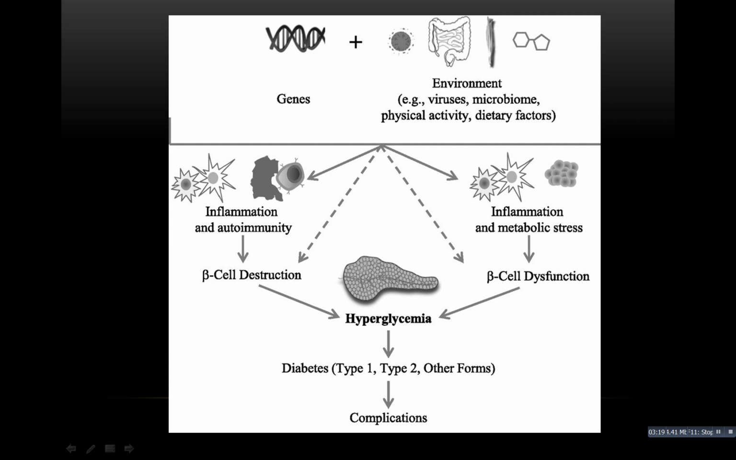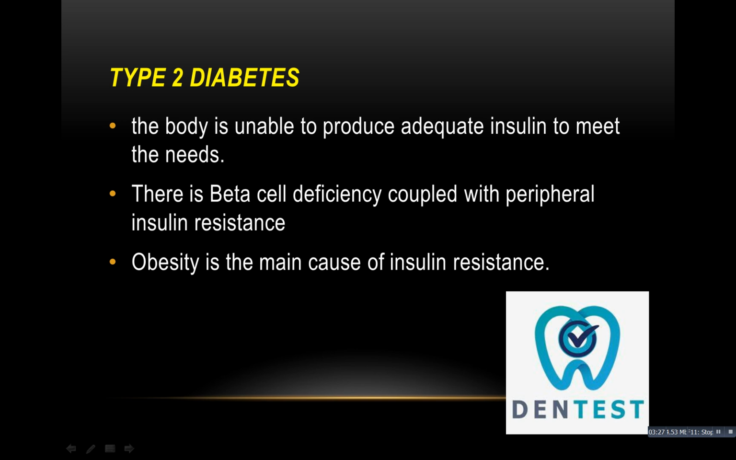So what about type 2 diabetes? When the examiner, they will ask you about what the pathophysiology of type 2 diabetes, how type 2 diabetes will occur, and this we can answer as the body is unable to produce sufficient amount of insulin to meet the needs. This is the answer. So it means there is a production of insulin, but the production of insulin is not enough to cover the body need. So maybe also the beta cells will be deficiency and adjuvant or coupled with peripheral insulin resistance.